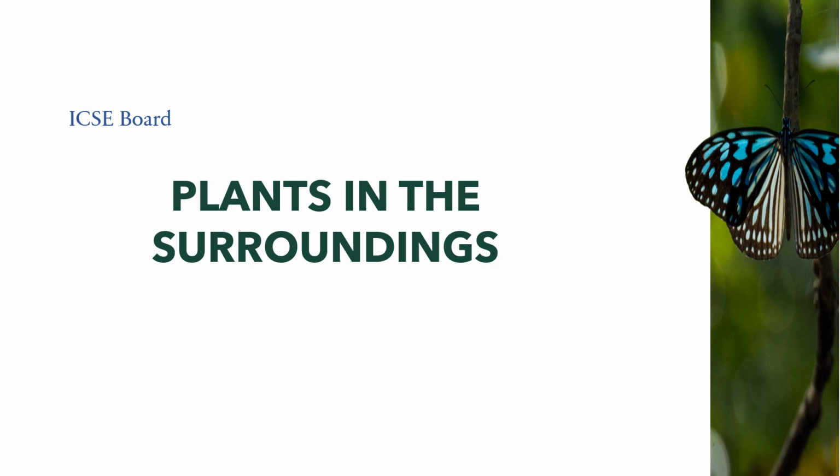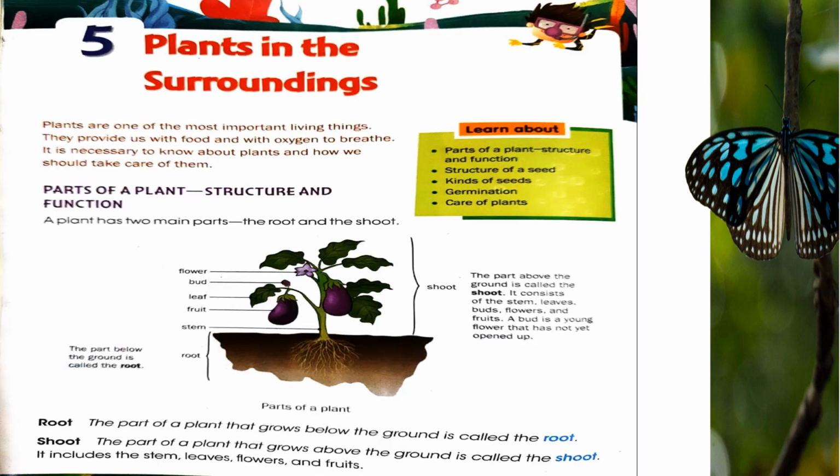Topic: Plants in the surroundings. Let's start with a chapter: Plants in the surroundings. Plants are one of the most important living things. They provide us with food and with oxygen to breathe. It is necessary to know about plants and how we should take care of them.